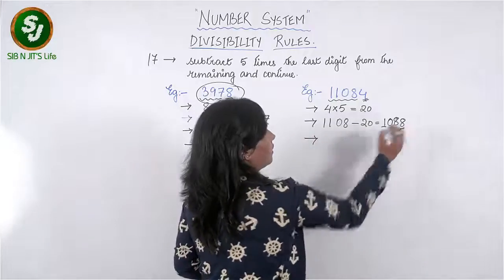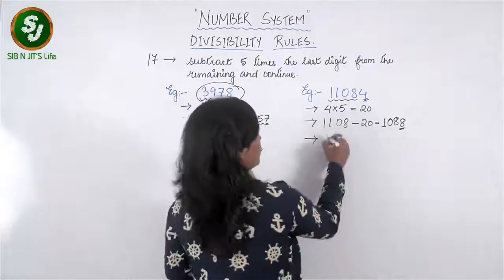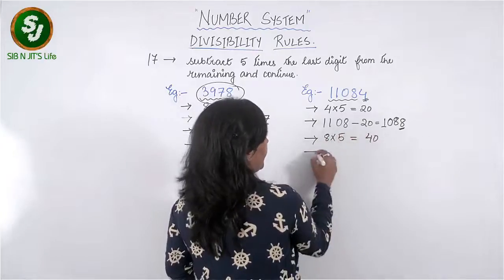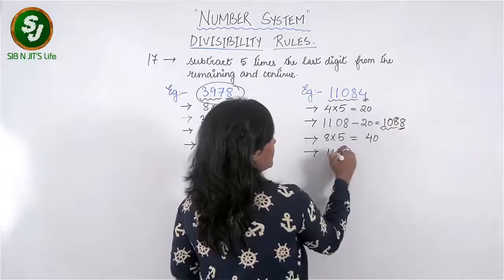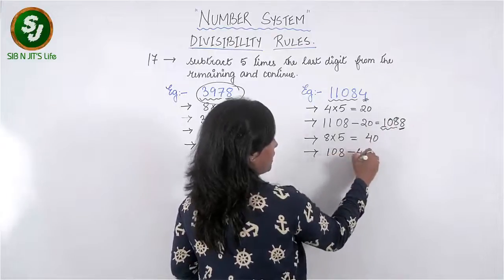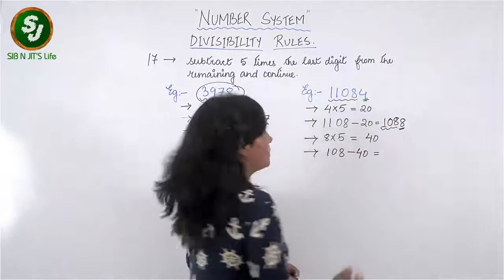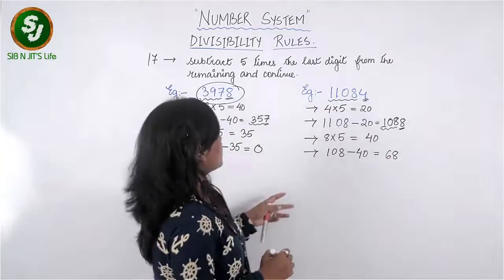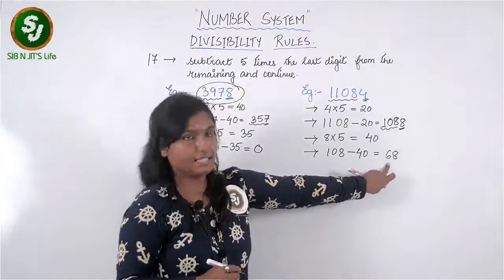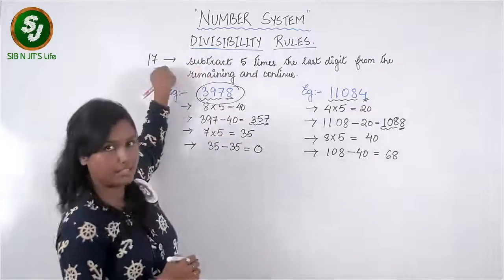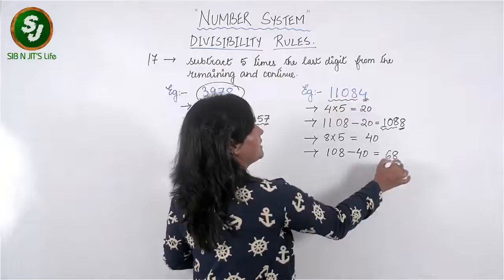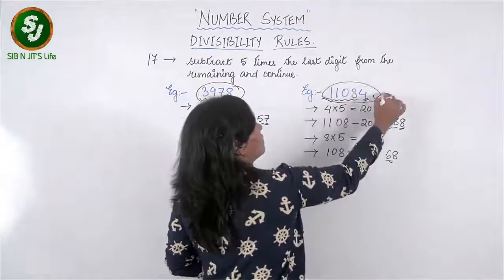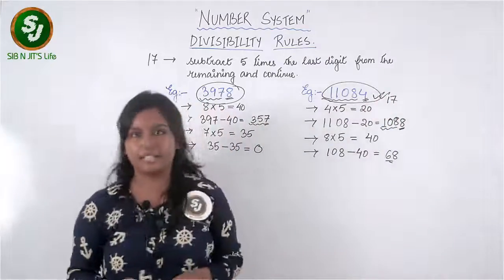What is the last digit? That is 8. So 8 into 5 will give us 40, and the remaining digits here are 108 minus the product, which is 40. It will give us 68. Okay, so now you see that 68 is divisible by 17. Clear? So as this 68 is divisible by 17, this means that this entire number is also divisible by 17.